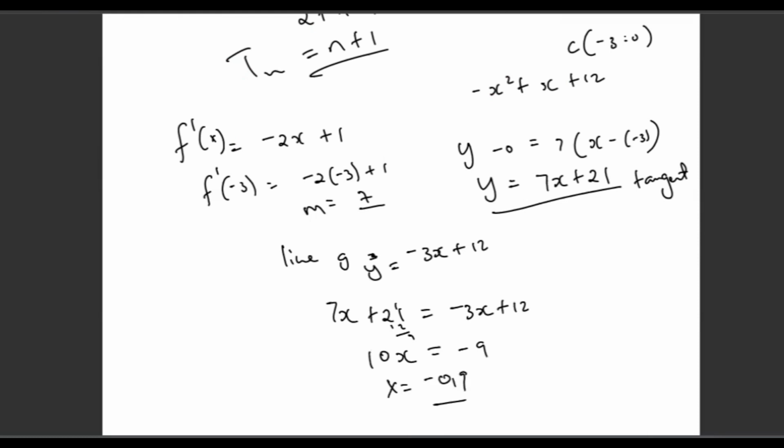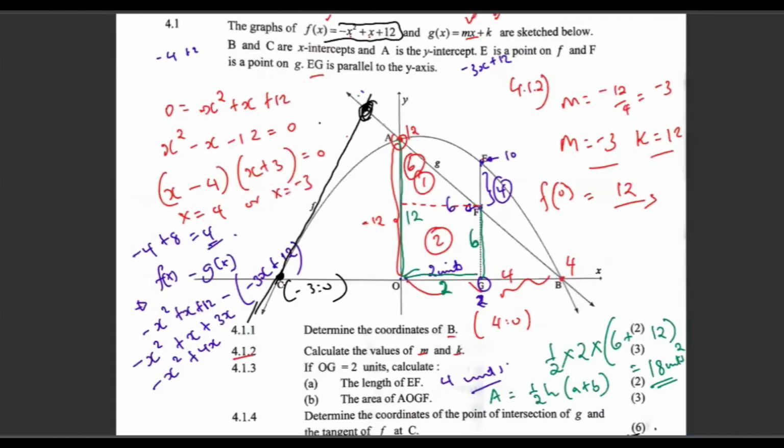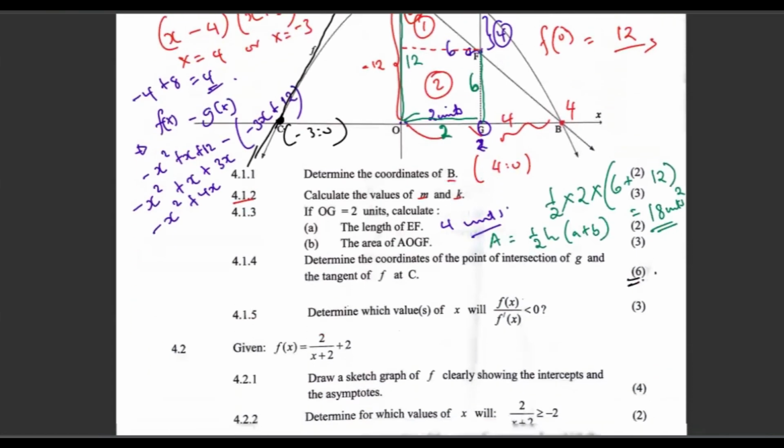Since they want the coordinates, we need to substitute this into either this equation or this equation. So y is going to be -3 into -0.9 plus 12. All right, so that's going to be 2.7 plus 12, that's 14.7. So y is this, x is that. So that is how we would have worked out this question here.